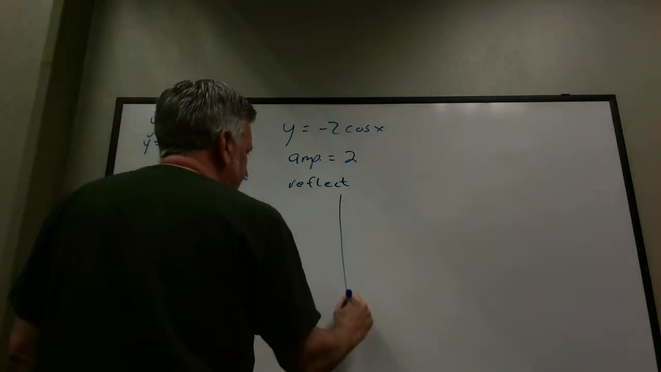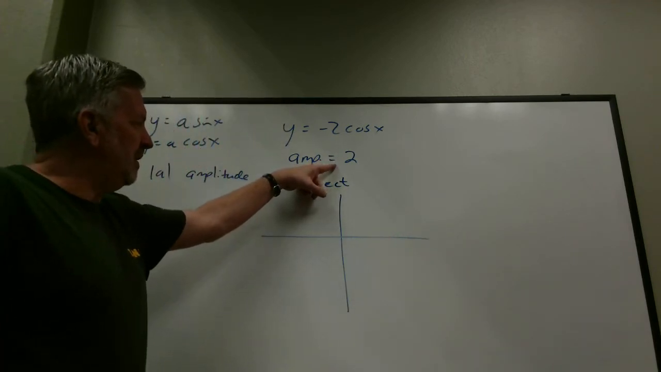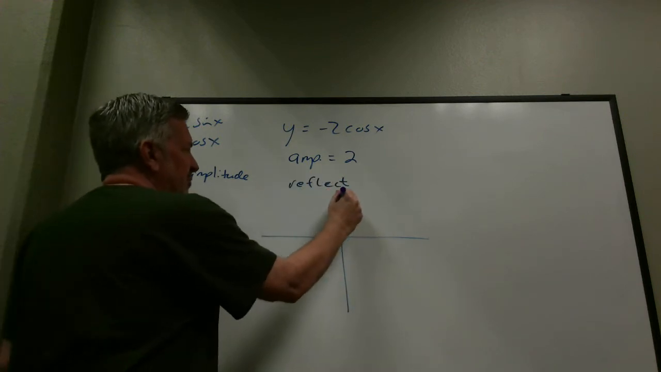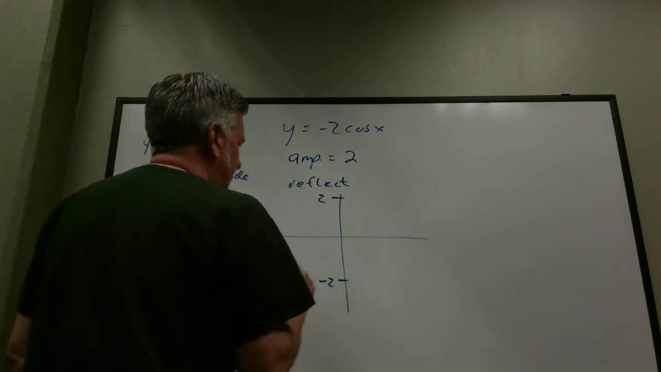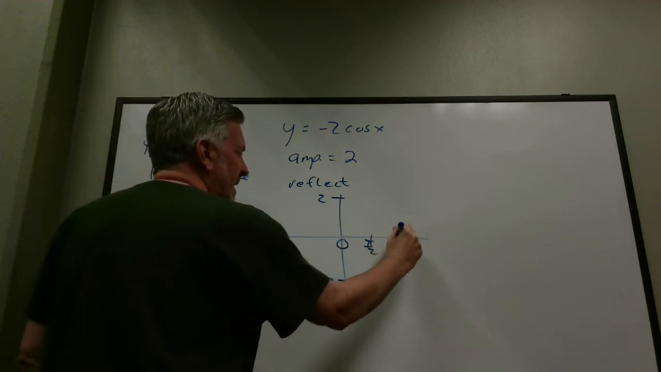Okay? So let's sketch the graph. Well, if the amplitude is 2, that means instead of running from -1 to 1, our range is -2 to 2. And every pi over 2, something important is going to happen.